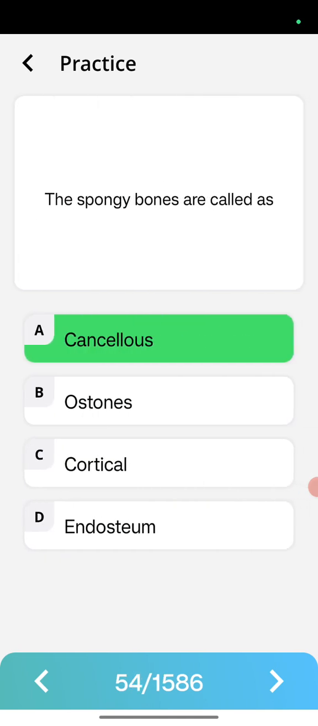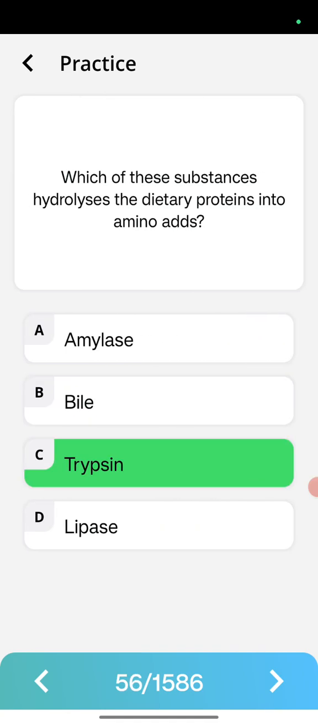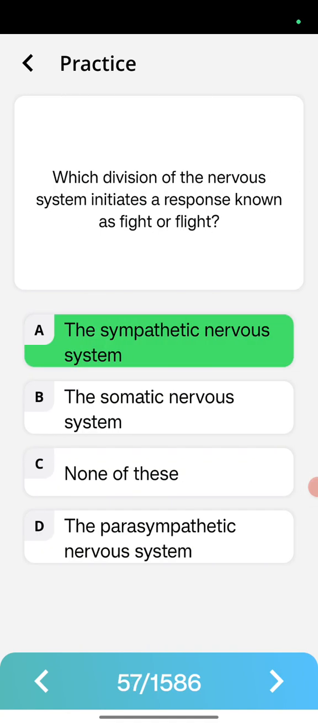The spongy bones are called cancellous. Melatonin is secreted by the pituitary gland. Which of these substances hydrolyzes the dietary protein into amino acids? Trypsin. Which division of the nervous system initiates a response known as fight or flight?